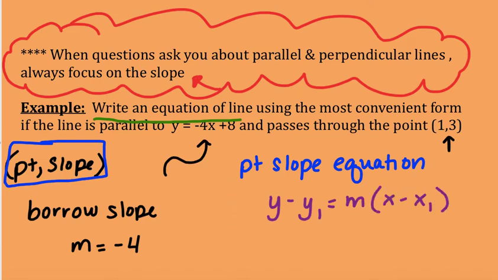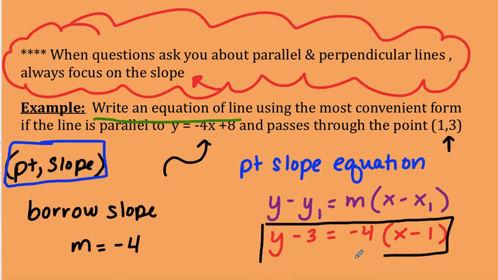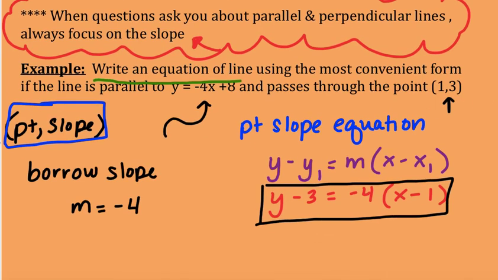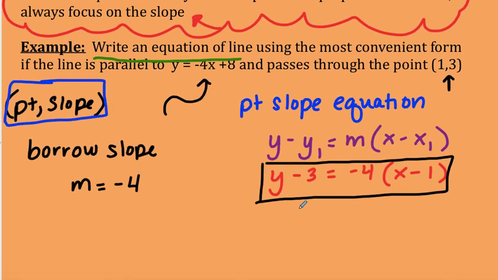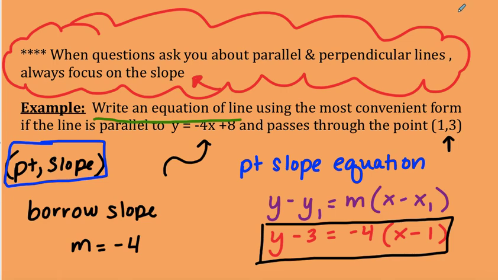So now I just plug those values in. My slope is -4. My point is (1, 3). So y minus 3 equals -4 times parentheses x minus 1. Now, to be honest with you, that's perfectly fine. Leave it in point-slope. It asks for the most convenient form. You don't have to put it in y equals mx plus b. You could, but you don't need to. So I'm done.